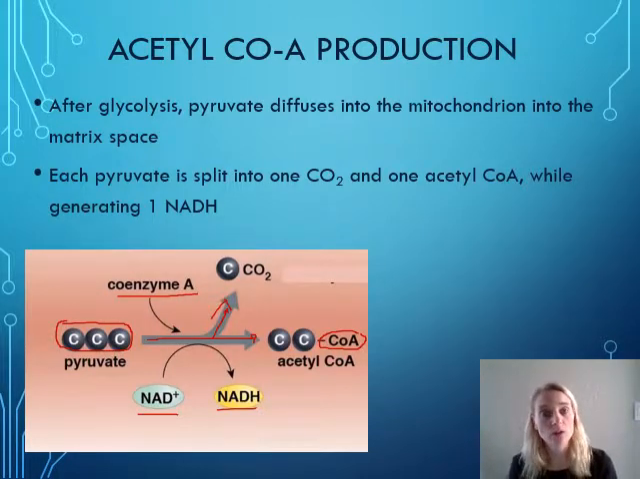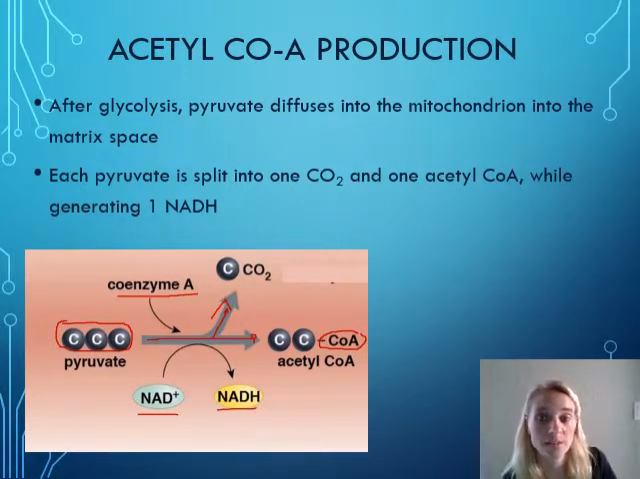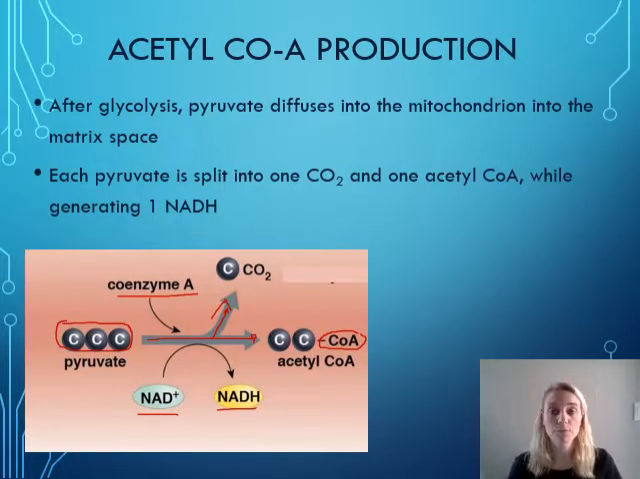Right? So we are slowly building up those electron carriers. We made a couple with glycolysis. We're going to make a couple with the acetyl-CoA production because there are 2 pyruvates per glucose, right? So we have a couple NADHs, a couple carbon dioxides, a couple acetyl-CoAs. Right? So that's the first part of this stage 1 of cellular respiration.